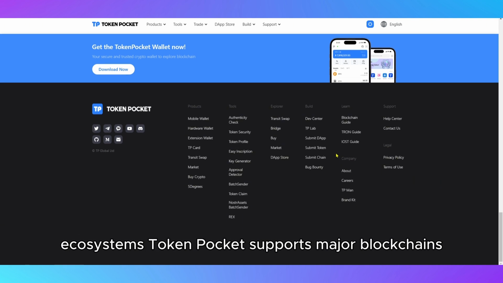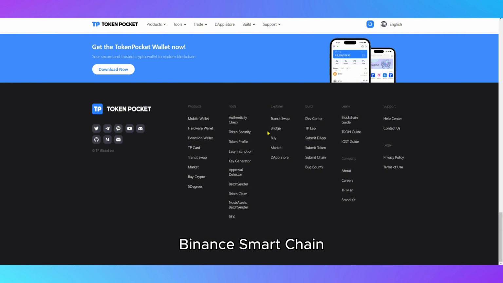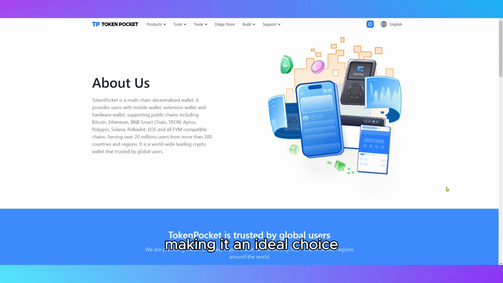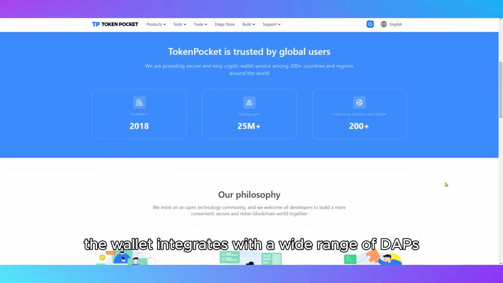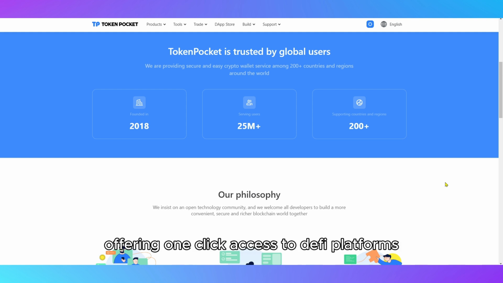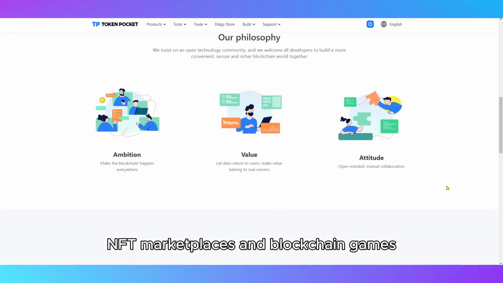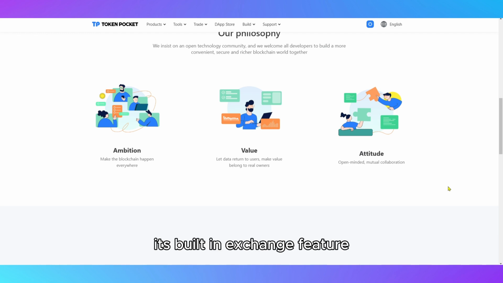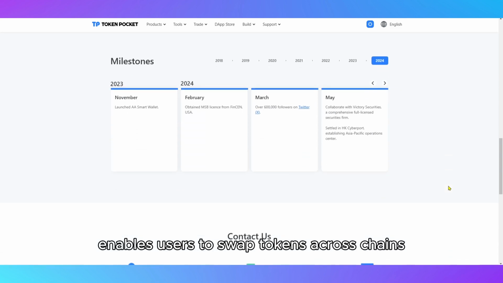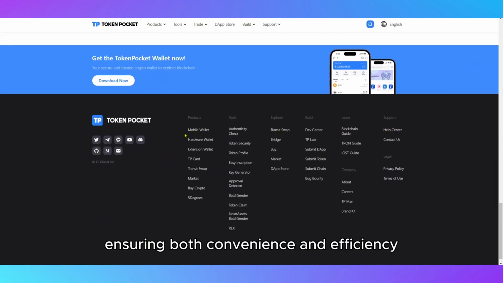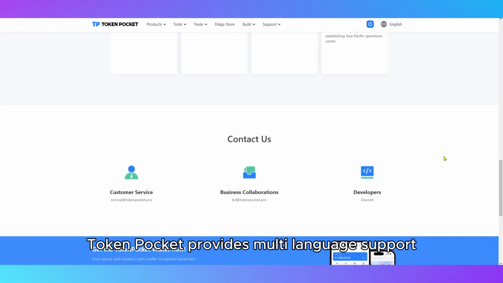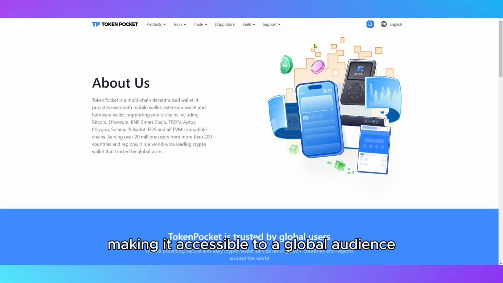TokenPocket supports major blockchains, including Ethereum, Bitcoin, Binance Smart Chain, Tron, Polkadot, and more, making it an ideal choice for users with diverse crypto portfolios. The wallet integrates with a wide range of dApps, offering one-click access to DeFi platforms, NFT marketplaces, and blockchain games. Its built-in exchange feature enables users to swap tokens across chains without needing third-party platforms, ensuring both convenience and efficiency. Additionally, TokenPocket provides multi-language support, making it accessible to a global audience.